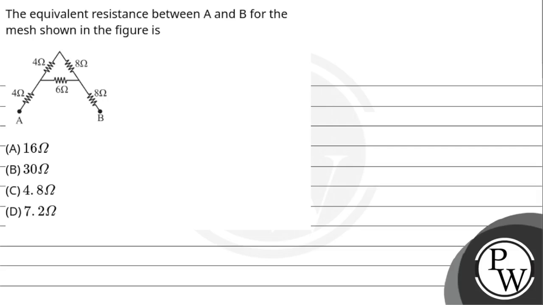Hello bachcho, let us read the question. The equivalent resistance between A and B for the mesh shown in the figure is option A 16 ohms, option B 30 ohms, option C 4.8 ohms, option D 7.2 ohms.